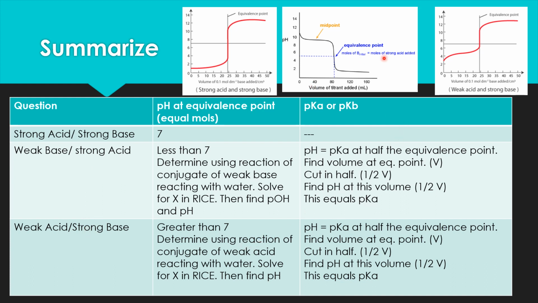For both of these, we can find our pKa or our pKb. We do that with half of the volume at the equivalence point, which we call the midpoint here. So we find the volume at the equivalence point, we call that V. We cut that in half, so half of V. We go up and find the pH at that point, and that's going to equal our pKa, and that'll be for both of these.